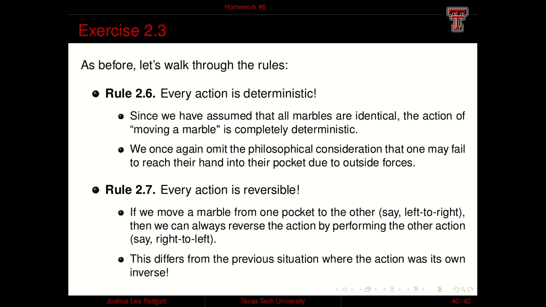And we'll once again omit those strange situations, like I start to reach for my pocket and something stops me. The idea is we're just going to assume that you can get the marble and move it, because that's implied. Obviously, every action is reversible, because if I take a marble from my left pocket and move it to my right pocket, then from the given information in the problem, I can grab into my right pocket and move it back to my left.